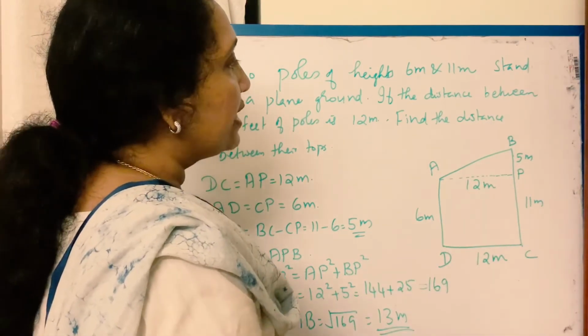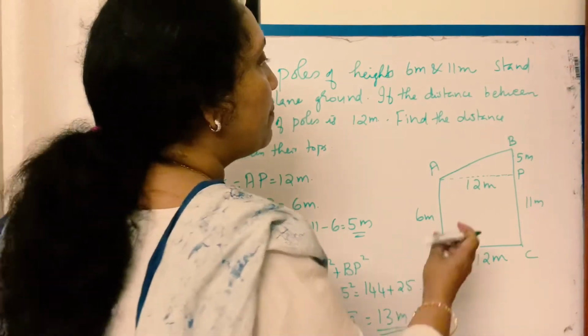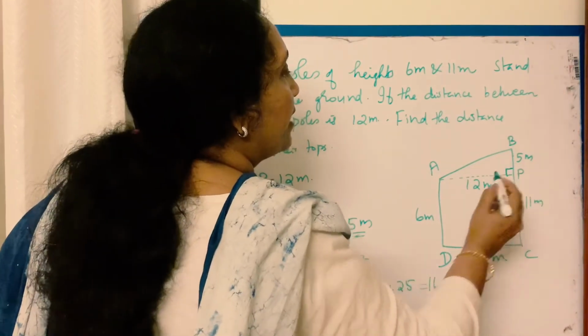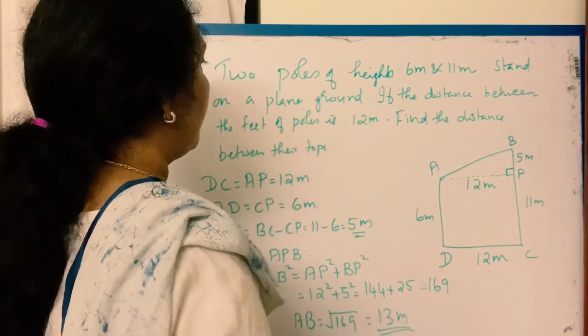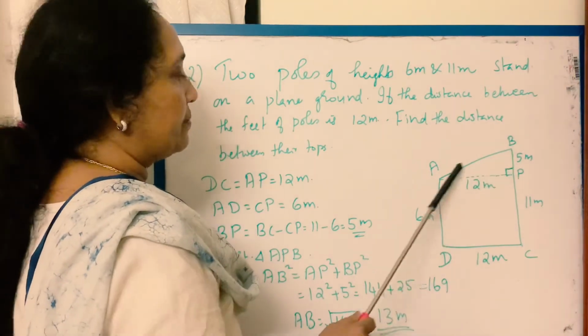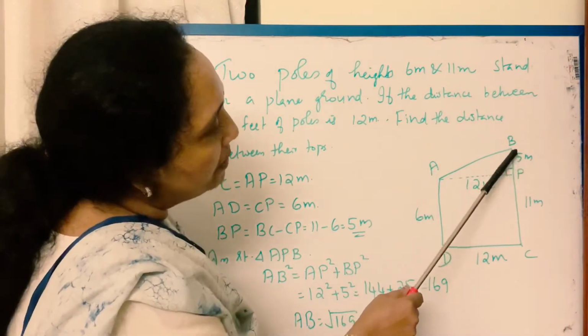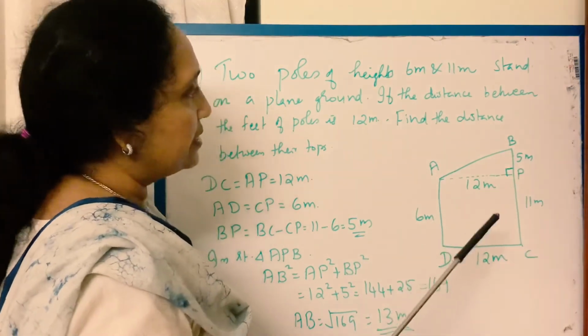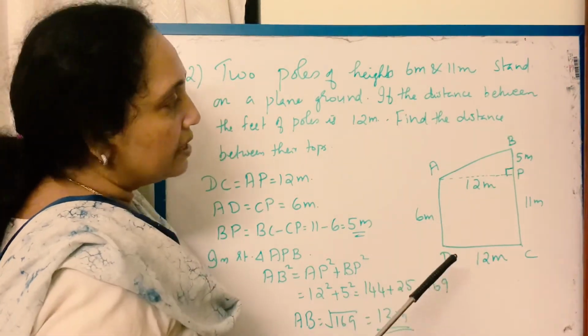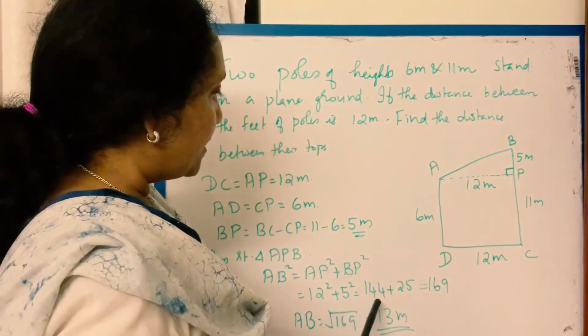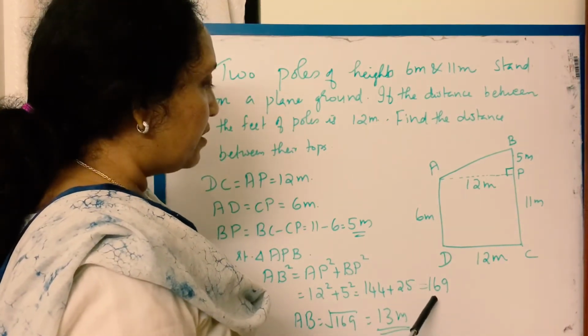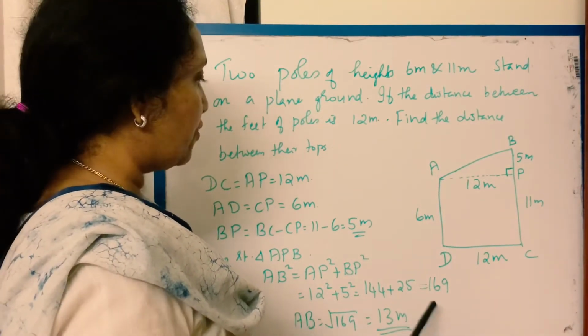That means you will get triangle APB is a right triangle here. In right triangle APB, you can apply Pythagoras theorem. That means AB square is equal to BP square plus AP square. That is equal to 12 square plus 5 square. That is 144 plus 25, 169. AB square is equal to 169.